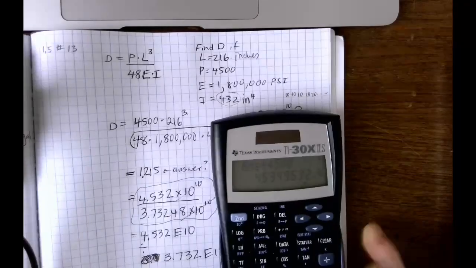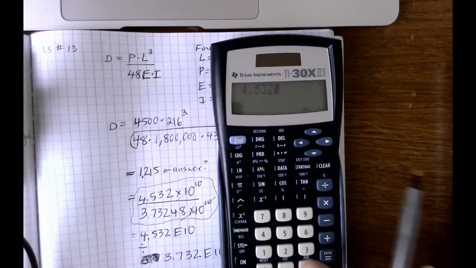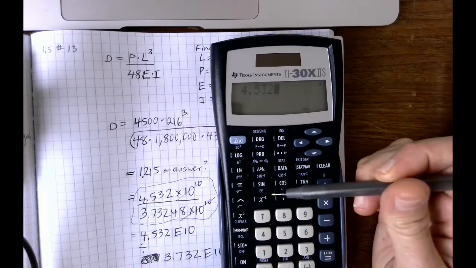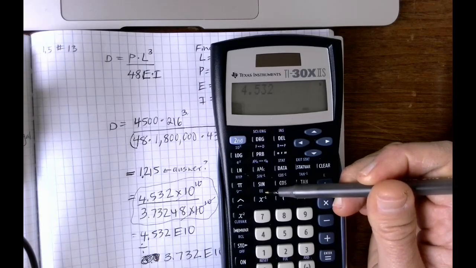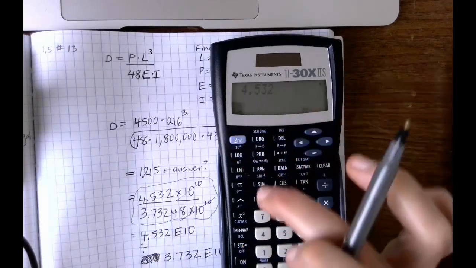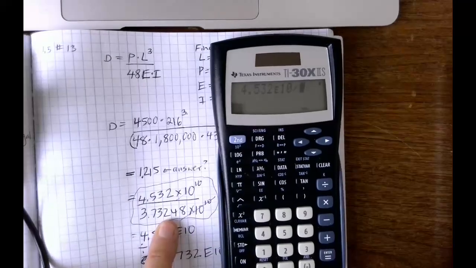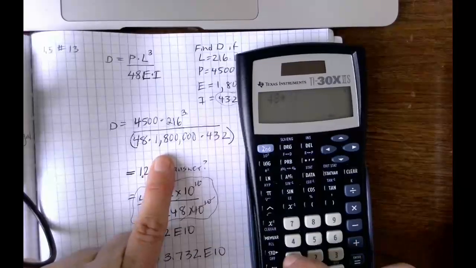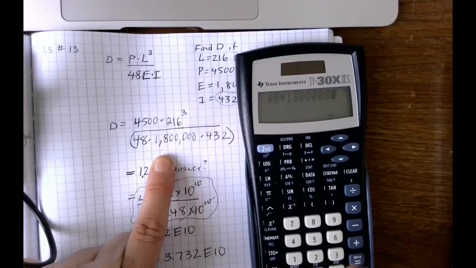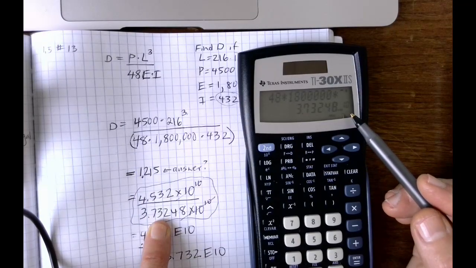So going back to this calculator here, let me show you how I punch this in. 4.532, and then this one, instead of having times 10 to the power, it's just got this little feature, the E. So I need to use the blue button, second E 10, divided by, oh, and I didn't show you how I got this number. I need to show you that. So it's 48 times 1.8 million times 432, and that's how you get the 3.73248 times 10 to the 10th.